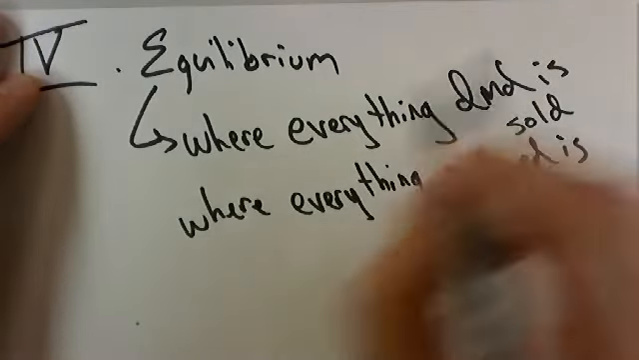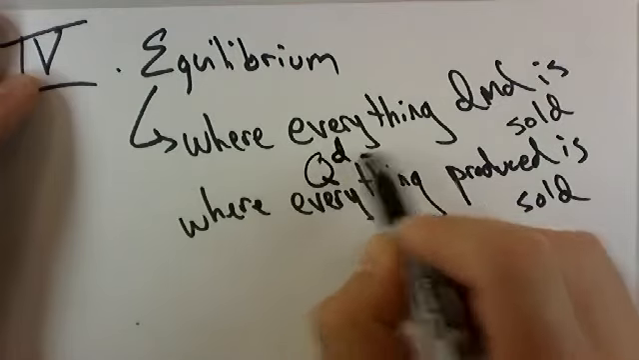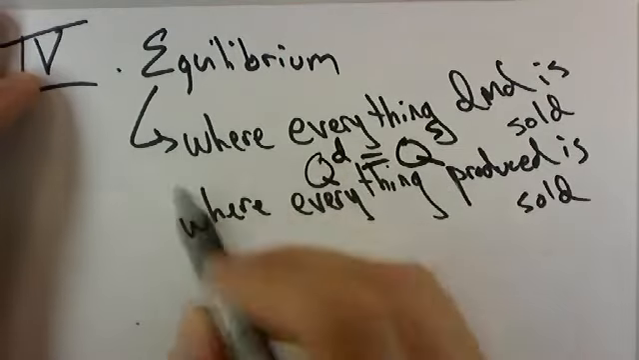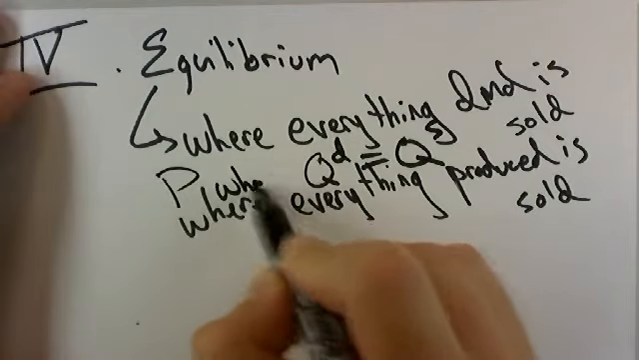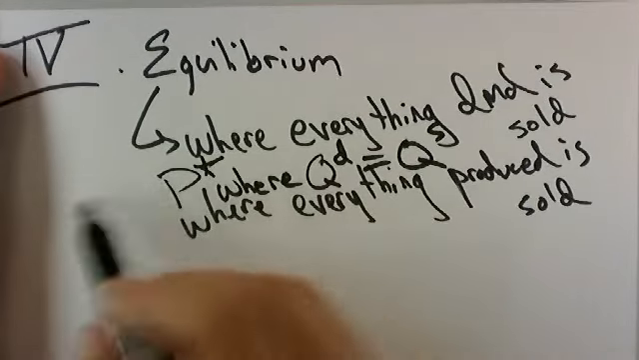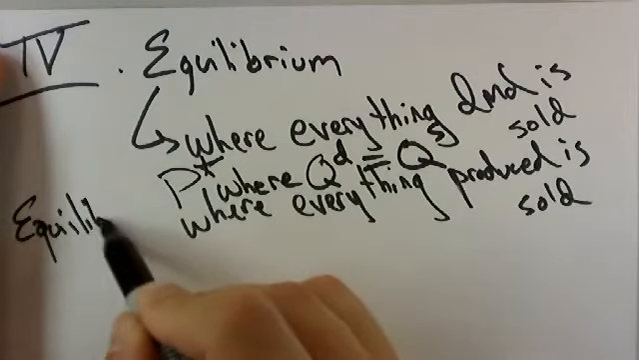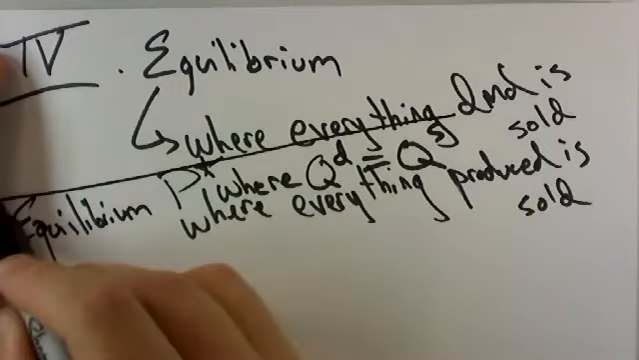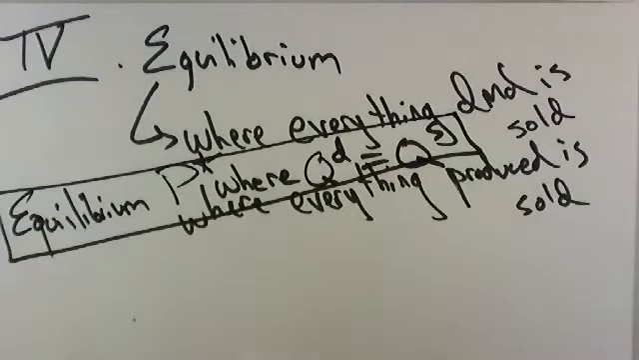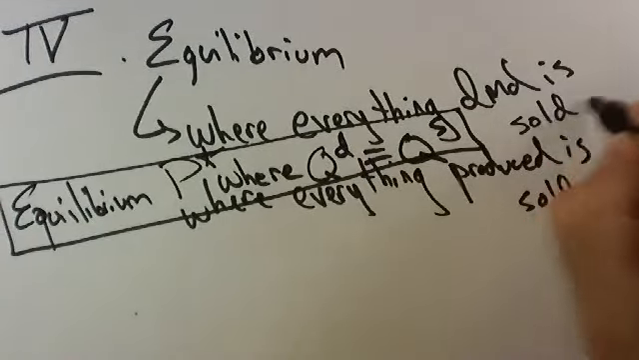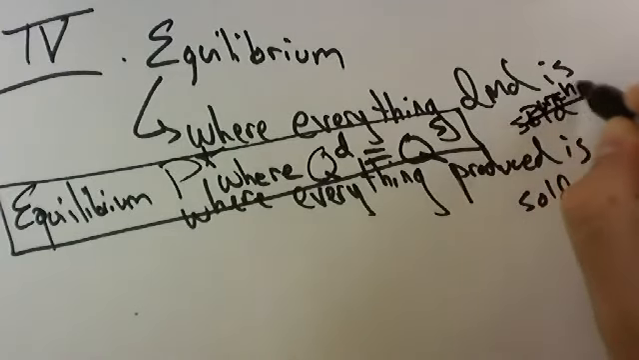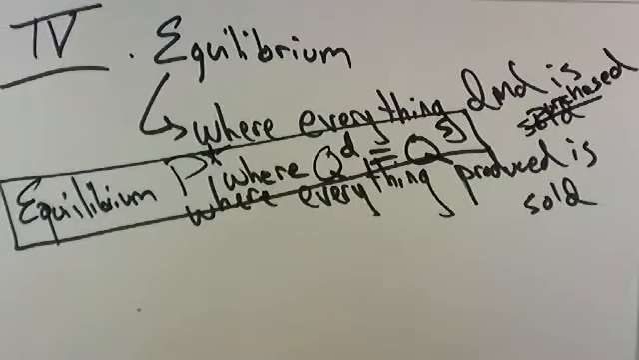So what is this really saying? This is saying quantity demanded equal to quantity supplied, right? So it's the price where quantity supplied equals quantity demanded. Everything produced is sold, everything demanded is consumed or sold, or whatever, right? Everything demanded is purchased. Think about it like that. I'm gonna use a different word.